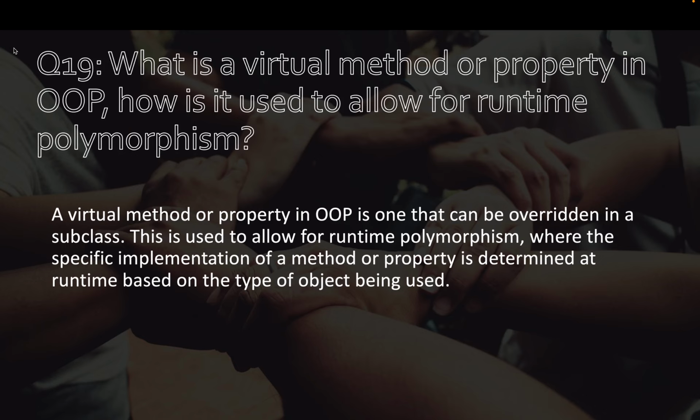Question number 19. What is a virtual method or property in object-oriented programming and how is it used to allow for runtime polymorphism? A virtual method or property in OOPS is one that can be overridden in a subclass. This is used to allow for runtime polymorphism, where the specific implementation of a method or property is determined at runtime based on the type of object being used.